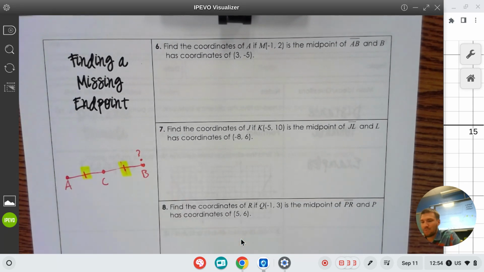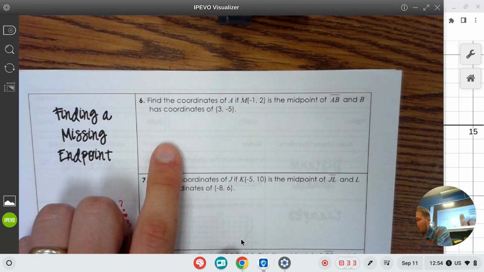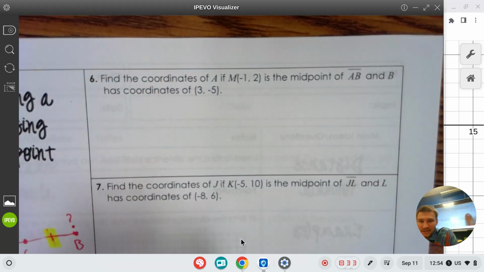Now this is a pretty common type of problem you might have to solve in real life. If you know where something's going to start and you know where it's going to be halfway through the journey, but you don't know where it's going to finish. It's the same idea, okay?